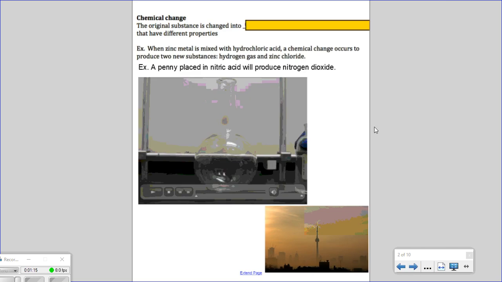A chemical change now. The original substance is changed into one or more different substances that have different properties. For example, when zinc metal is mixed with hydrochloric acid, a chemical change occurs to produce two new substances. You get hydrogen gas being produced and zinc chloride being produced. So a chemical change is you're making new substances. You're taking existing substances, combining them together, or causing a reaction between them to create something new.